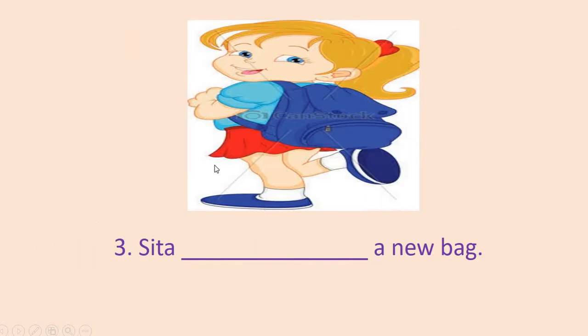Third sentence. See, there is a picture of a girl. There is a bag, and she is carrying the bag. The girl's name is Sita. Then there is a blank where you have to use has or have. Sita blank a new bag. Sita is a girl, only one girl, one person. So what will be the answer?